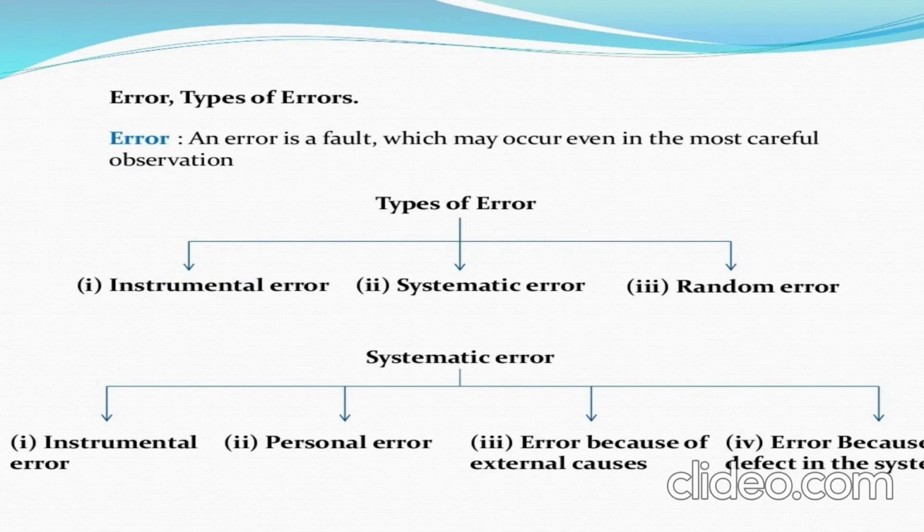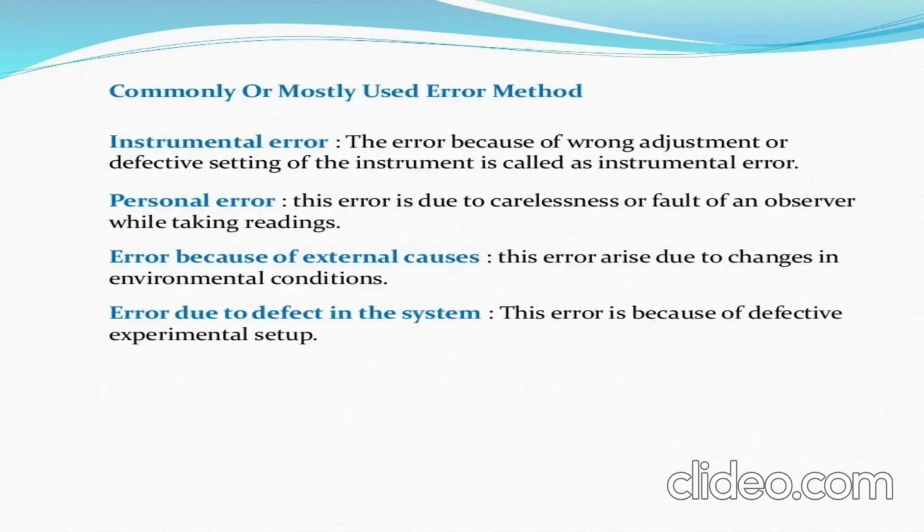The types of errors are instrumental error, systematic error, random error. The systematic error is again classified into 4 types, that is instrumental error, personal error, error because of external causes, error because of defect in the system. Commonly or mostly used error methods.